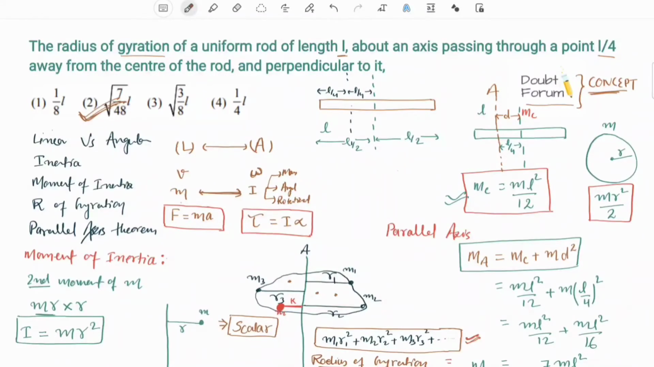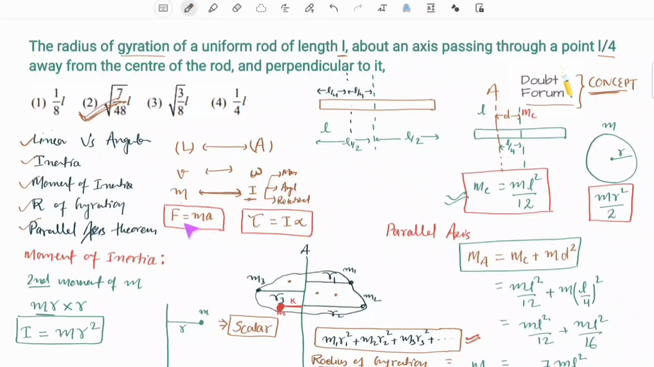So very simple. Let us quickly review it again. In this question we have used the concepts of linear and angular motion, inertia, moment of inertia, radius of gyration, and parallel axis theorem. In linear motion, we know velocity or speed. In rotational motion, this becomes angular speed or angular velocity and is denoted by omega. The concept of mass becomes the concept of moment of inertia in rotational motion.